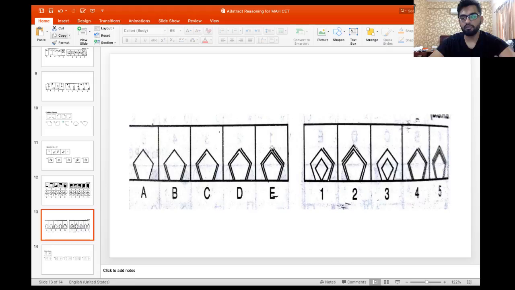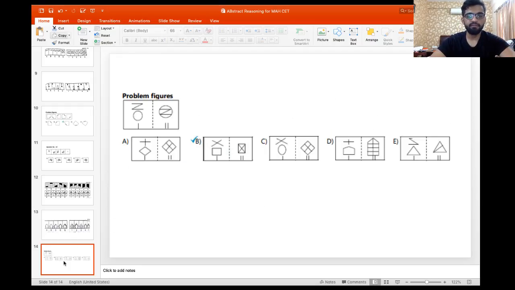The next one has to be the extension of this exterior point towards the top left side of this pentagon. Answer is going to be 2. Pretty simple. Let's see the next one.